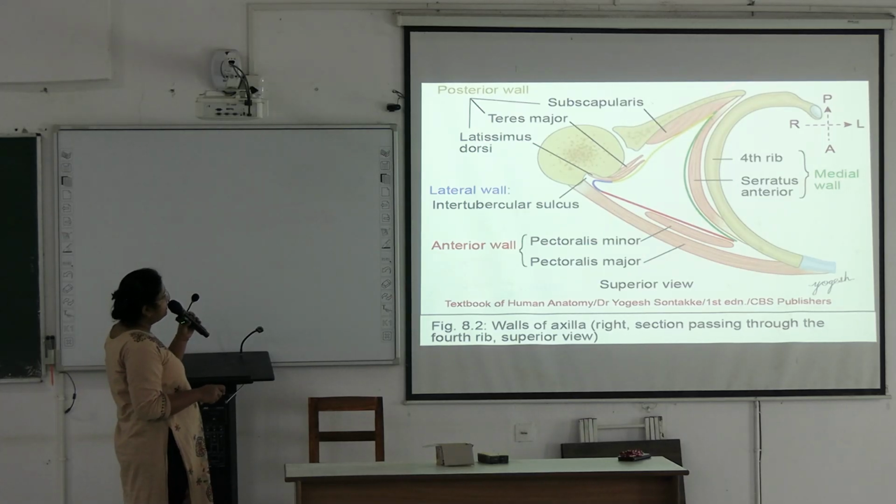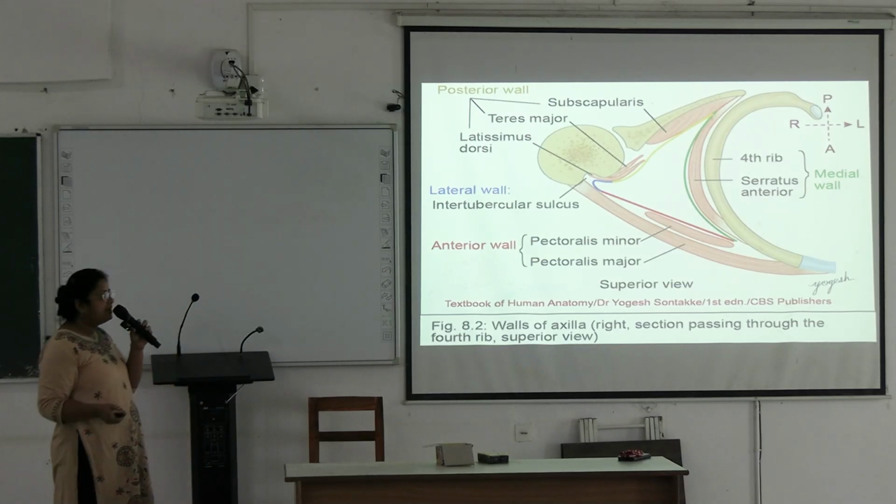Next, this is posterior wall. Here lies the scapula and in the subscapular fossa, here is the subscapularis muscle, latissimus dorsi and the teres major. All these are forming the posterior wall of the axilla.